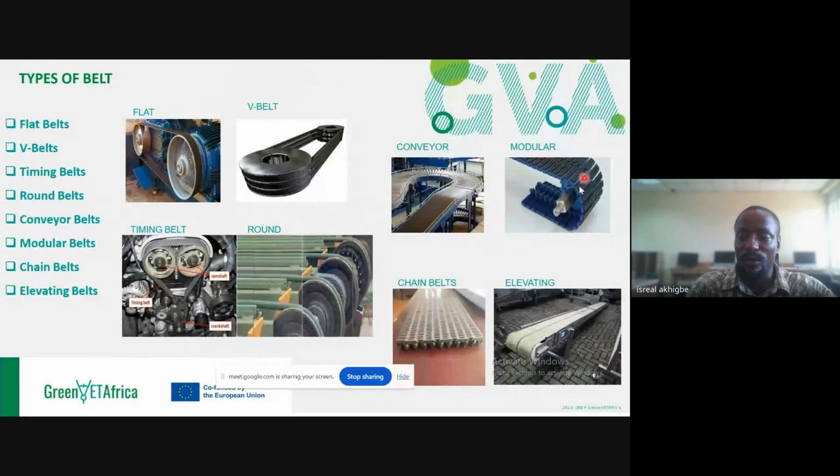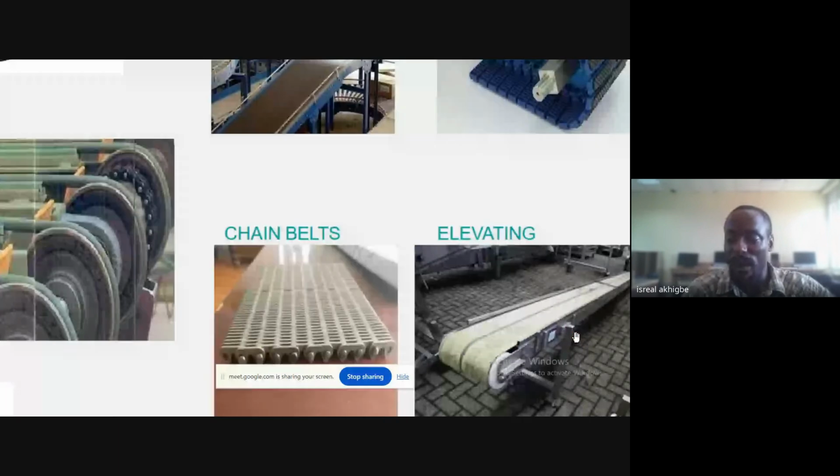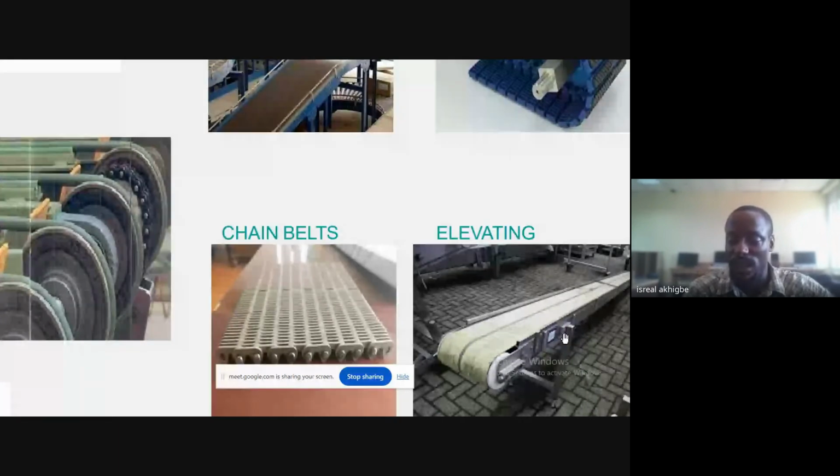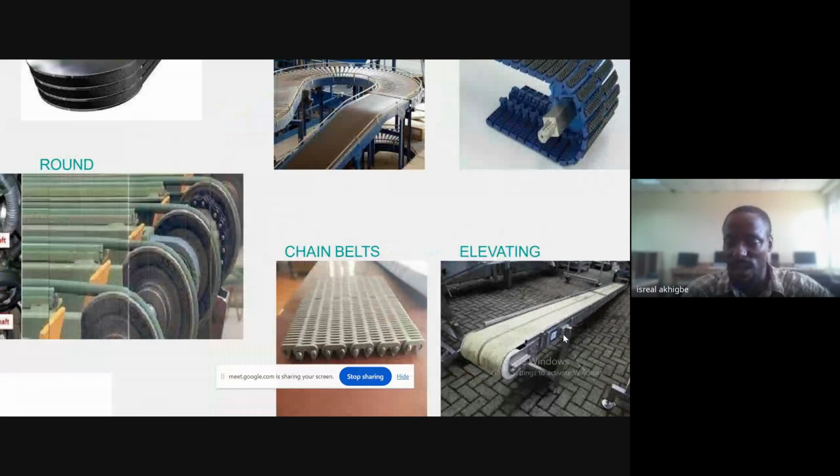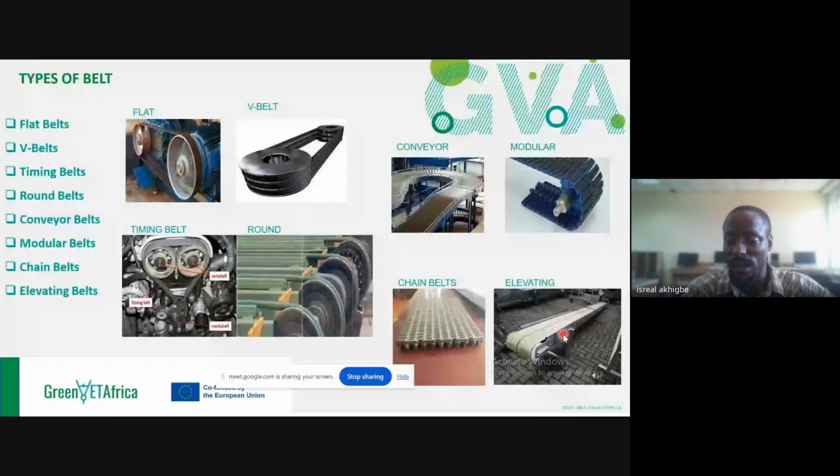Now, we also have the modular type of belt. These are special types. You have timing belts used in engines and vehicles. You have round belts. You have chain belts, which are actually chain-like. You can join them, or reduce them by removing the connecting links. Then you have elevating belts. Many of us saw this in the earlier video I played before we started the class yesterday, where we use it to transport waste that is to be recycled into a trommel.